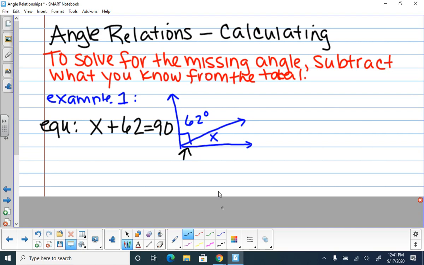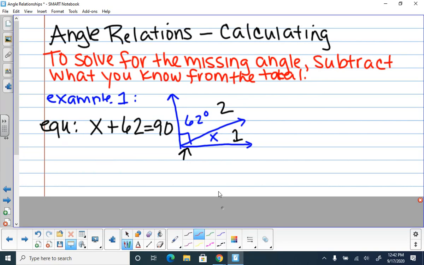Now, does it matter that he put x as angle 1 and 62 as angle 2? Could I have written it 62 plus x? Absolutely. Tomato, tomato, it's all how you see it. Now that I have the equation written, the question is, what does x have to be? How would I find x?